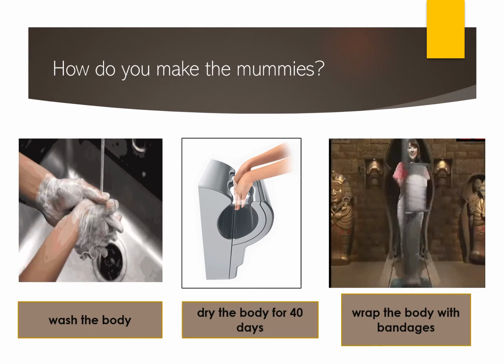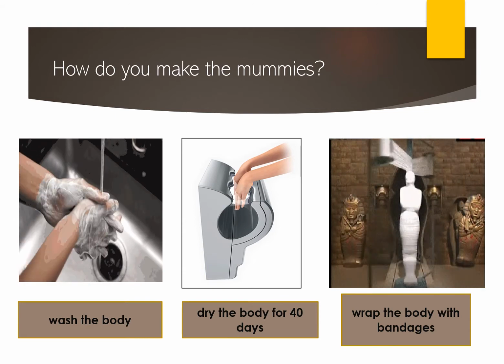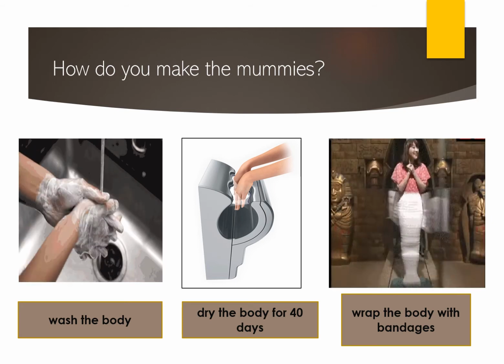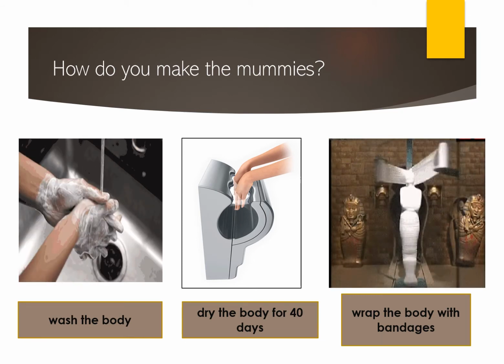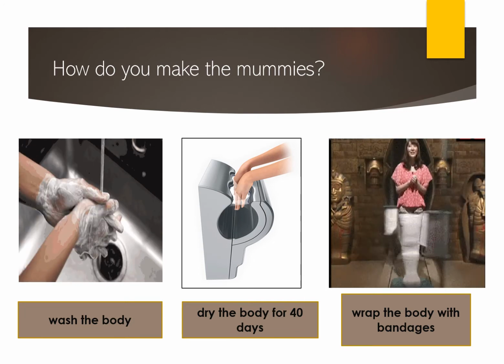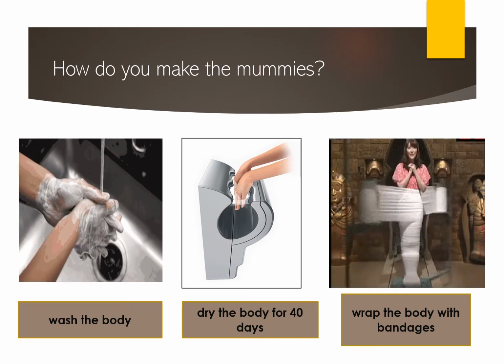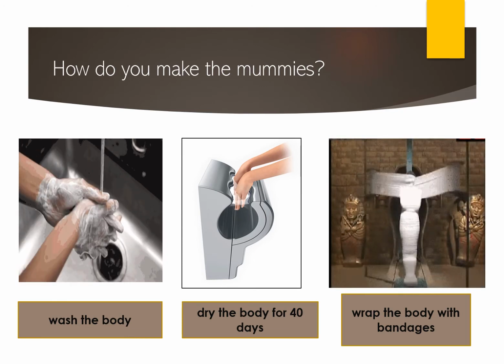When a king or a queen dies, the first thing you need to do is wash the body. The ancient Egyptians took the dead body of the king or the queen and washed the body first, nicely. After that, the mummies are dried for 40 days. They need to dry the dead body after washing for 40 days. The main reason for drying the body is to make sure there is no more water in the body before they wrap it up.